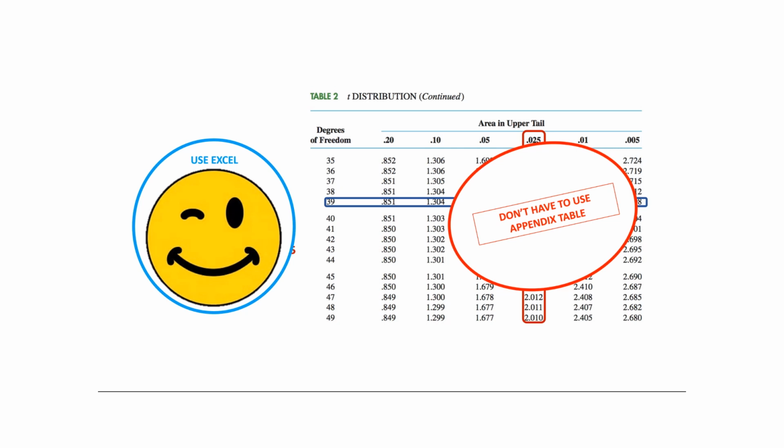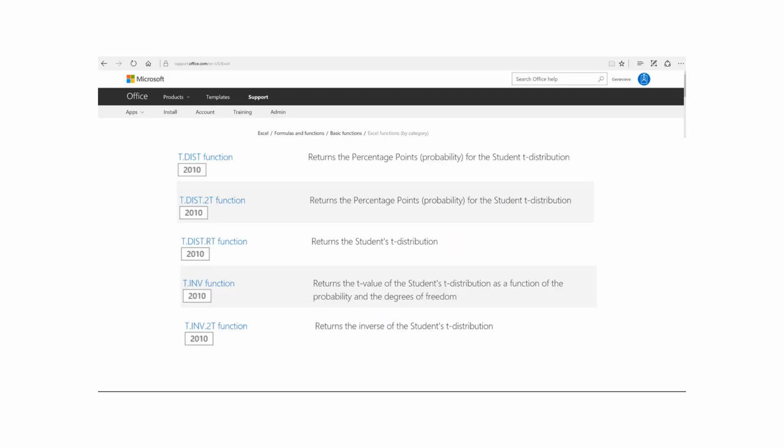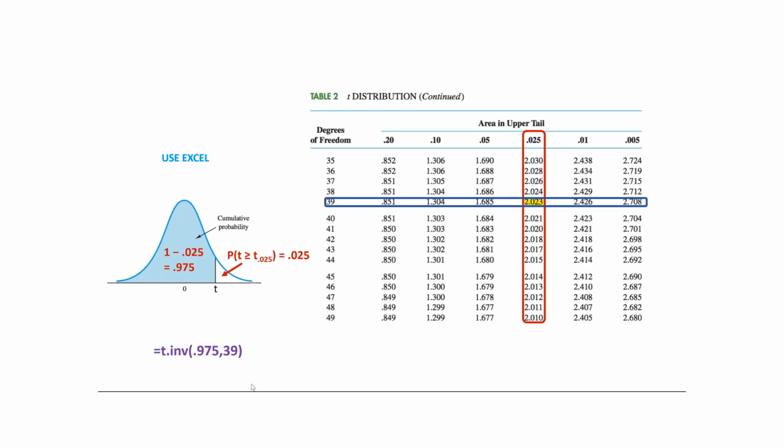We can use Excel directly to compute the t-value of interest to us. Here are some of the t-distribution functions available in Excel. For this exercise we can use the T.INV function or the T.INV.2T function. The T.INV function returns the left-tailed inverse of the t-distribution. So to get our t-value, we specify the cumulative probability to be 0.975 and the degrees of freedom 39.